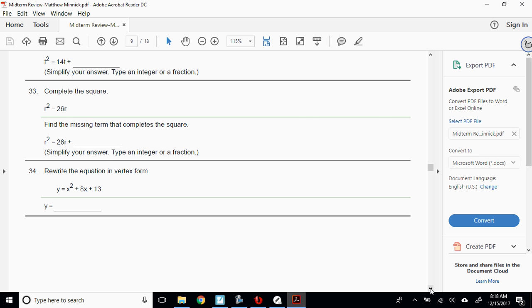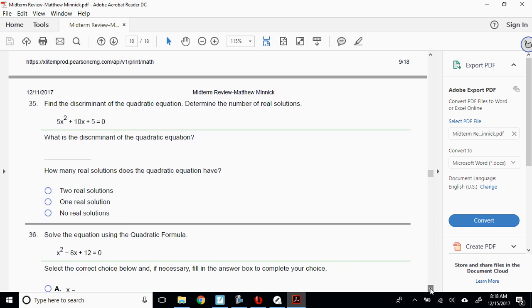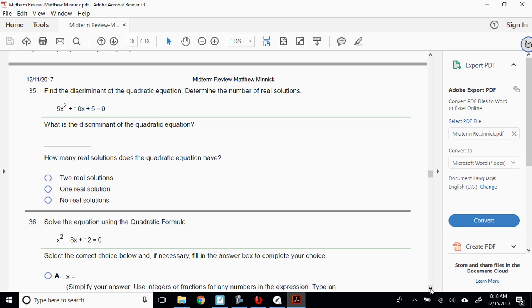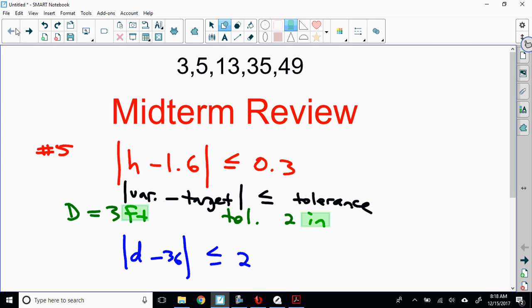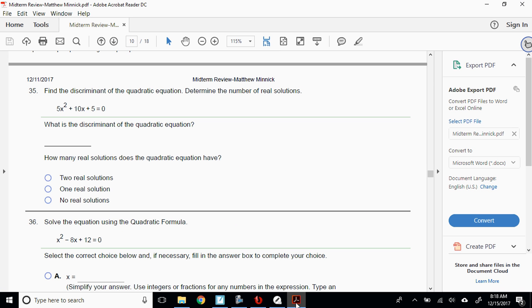Moving on to 35. Remember, the discriminant is just b squared minus 4ac. And this is one of the extended response questions on the midterm. So on a question like this, I would expect to see the work of you computing the discriminant. So you have 10 squared minus 4 times 5 times 5, which is 100 minus 100, which is 0. So 35 is one real solution because the discriminant is 0.